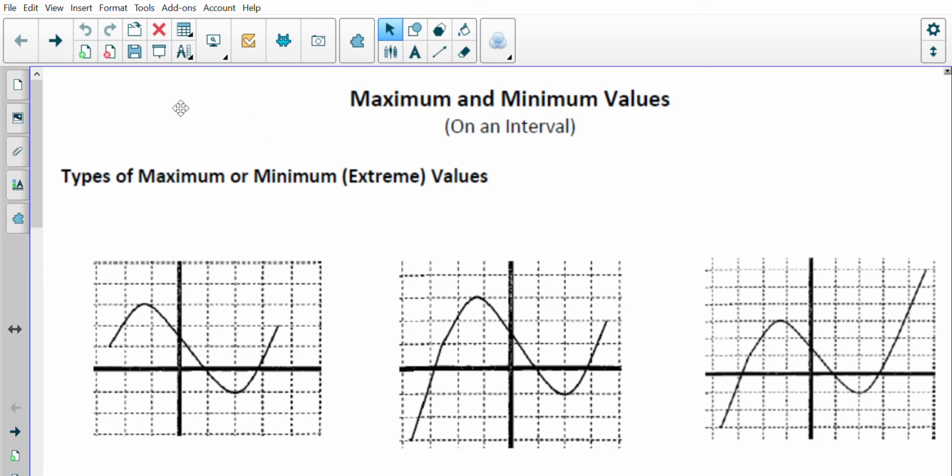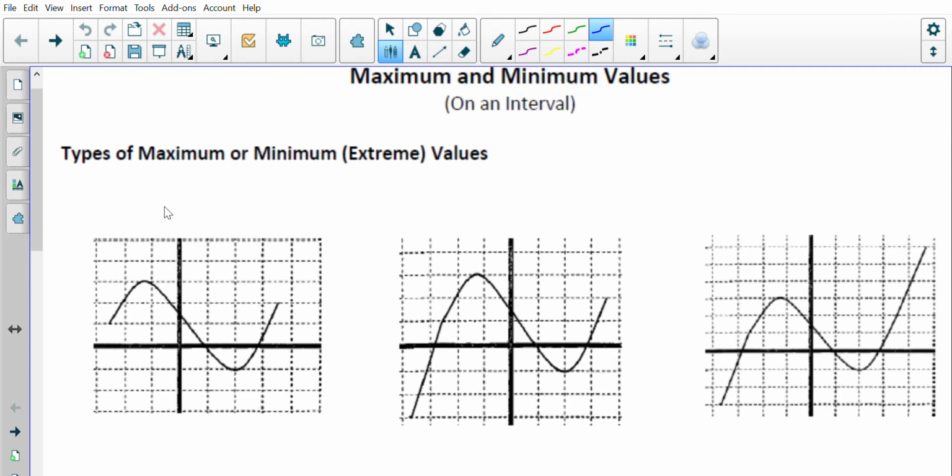All right, so today we're going to look at what's called maximum minimum values on an interval. So we're looking for high spots and low spots. Now we have different names for these spots. I have three different graphs here that look very similar, but here's how they're a little bit different.